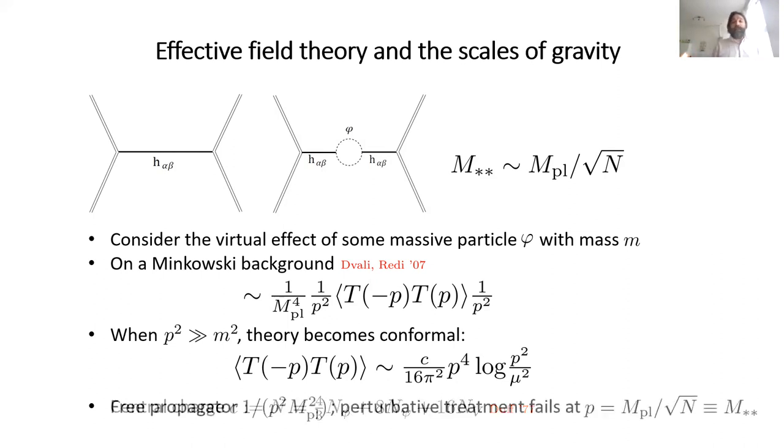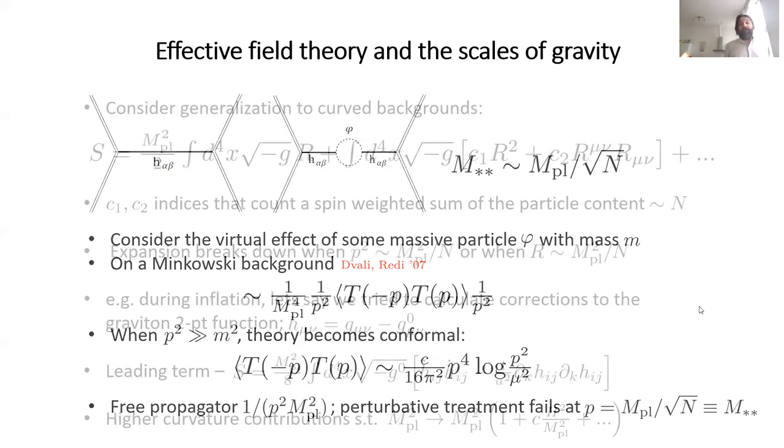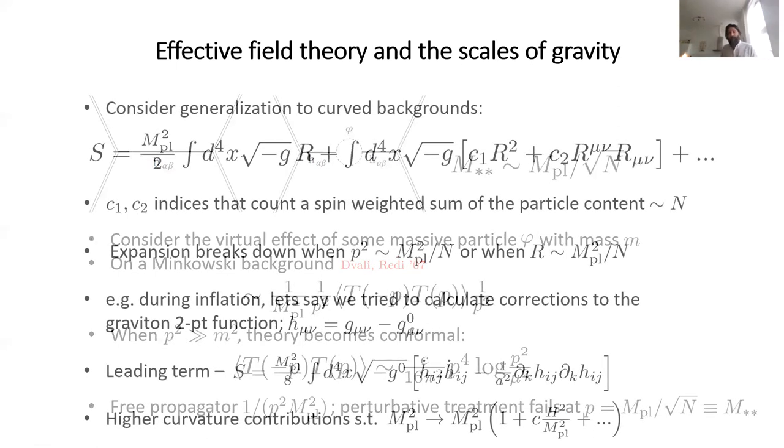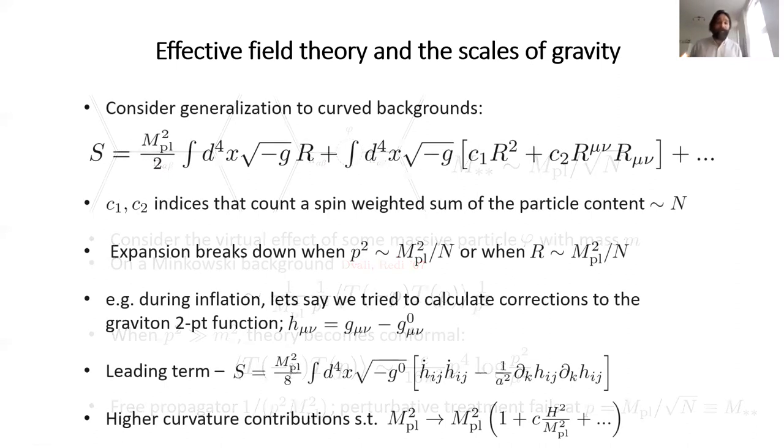So if you were to ask yourself, when does this one-loop correction become comparable to the 1 over M Planck squared p squared correction you just got from this propagator? When you compare the free propagator to this correction, you see that the perturbative treatment fails when the momentum transfer is M Planck divided by square root of N, where N is basically identified with this C. Let me call that scale M star star. So you can see that that scale can be much, much lower than M Planck.